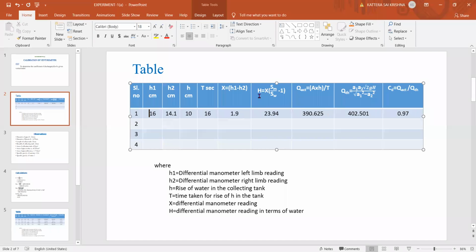After writing, I will tell what these terms are. Please take the tabular column, because I will give the remaining readings to you. You need to calculate this one, and I will ask someone to tell the reading after calculating.